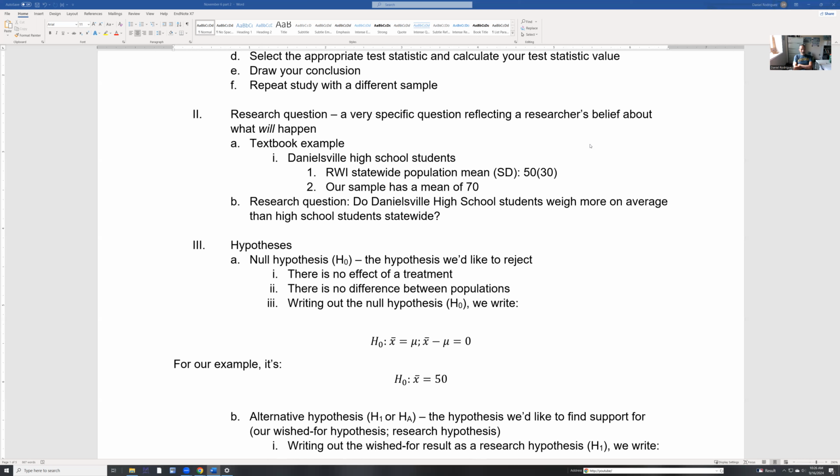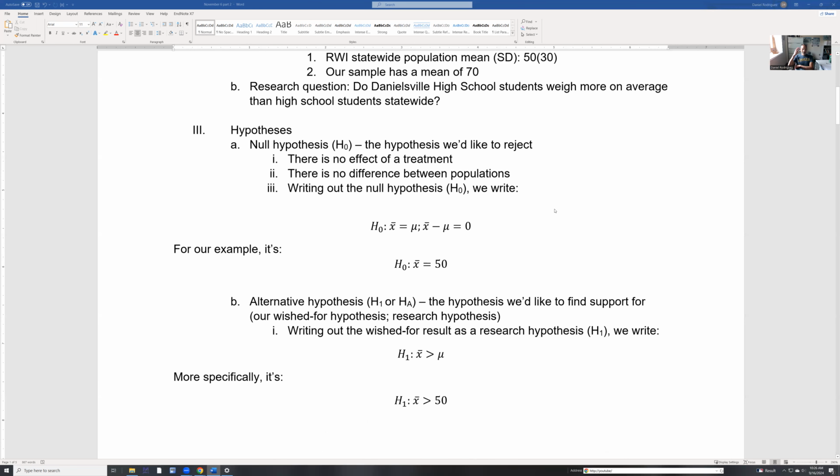My hypotheses are, well, I have a null and an alternative. To be clear, when we do research in journals or write grants, we generally don't write out our null hypothesis, it's assumed. We focus on our research hypothesis, also known as our alternative hypothesis. But in stats, we need to acknowledge our null. So our null hypothesis is the hypothesis we want to reject. And generally it says there's no effect at all. So it could be no effect of a treatment, or there's no difference between two populations.